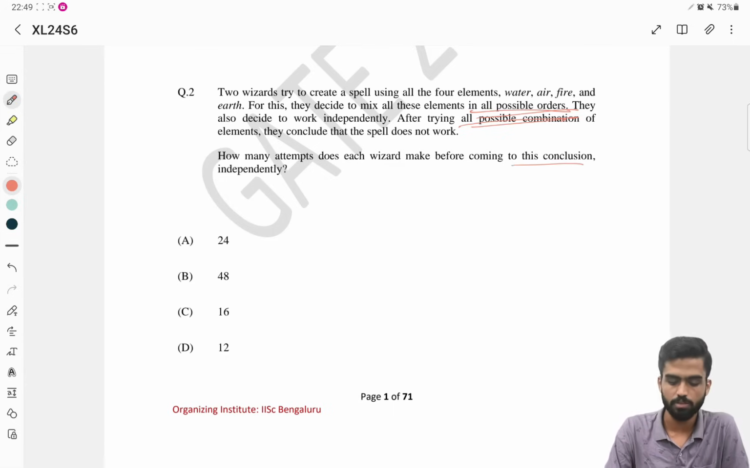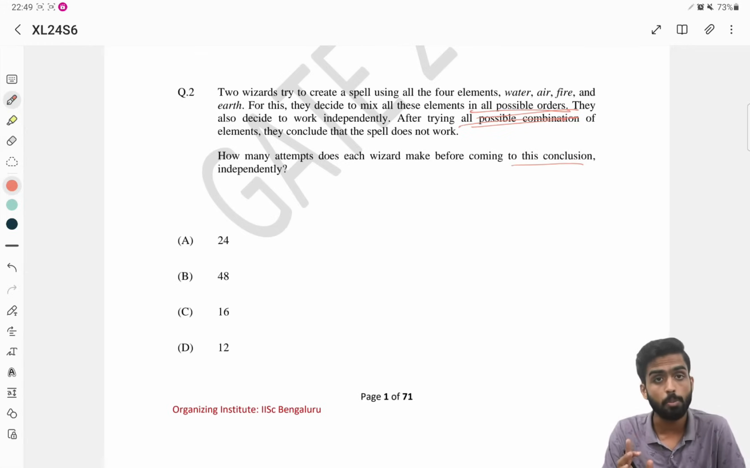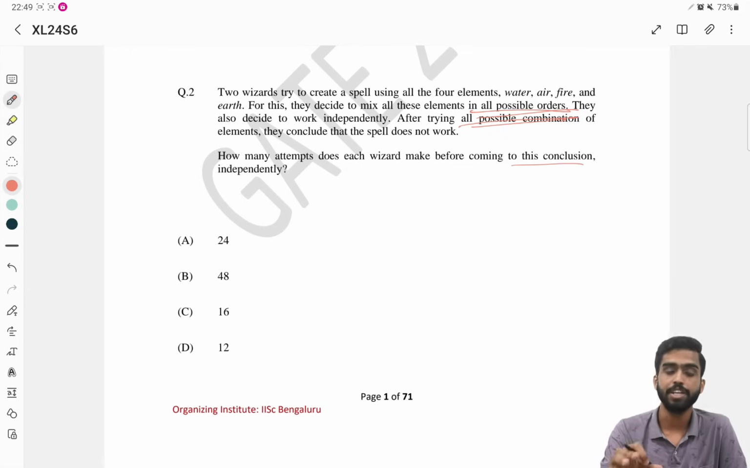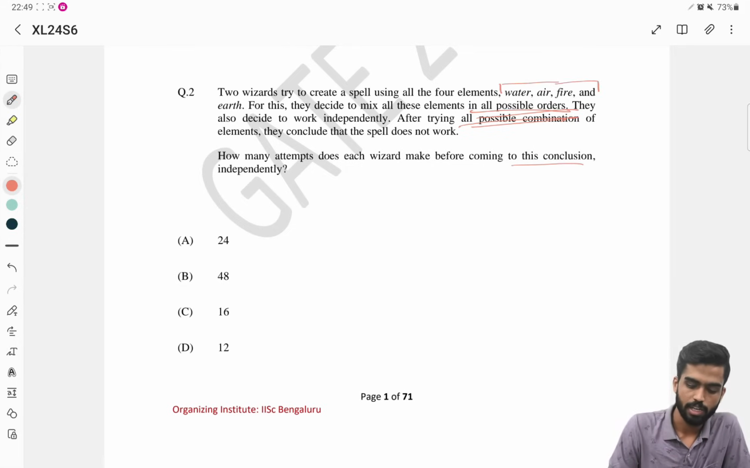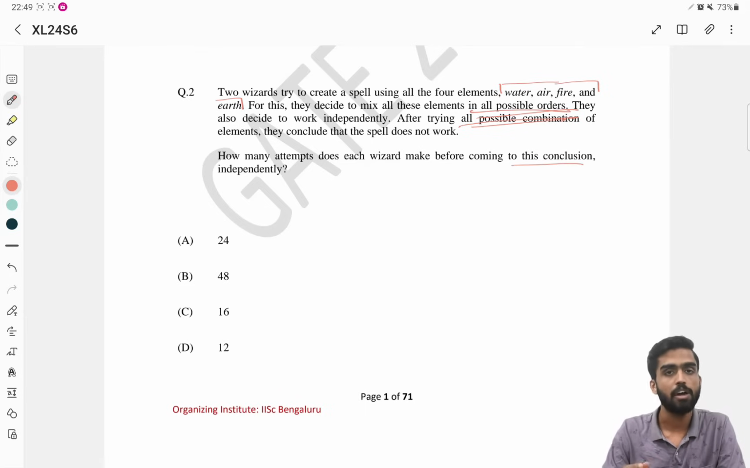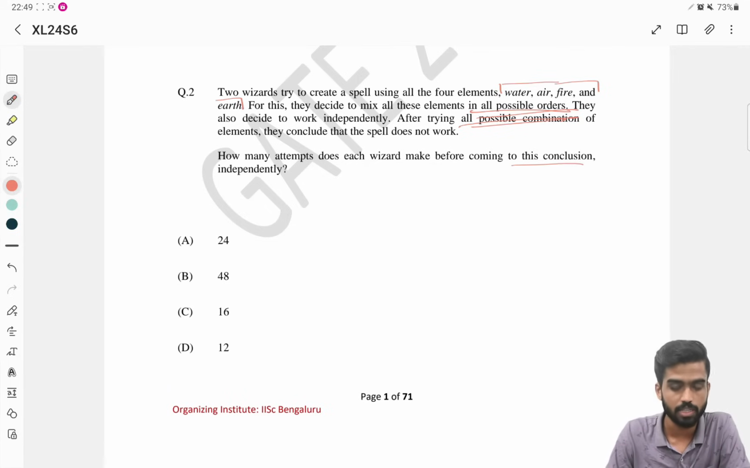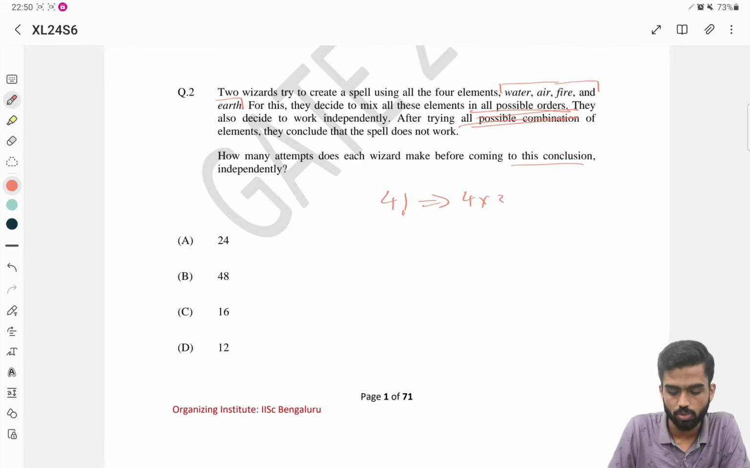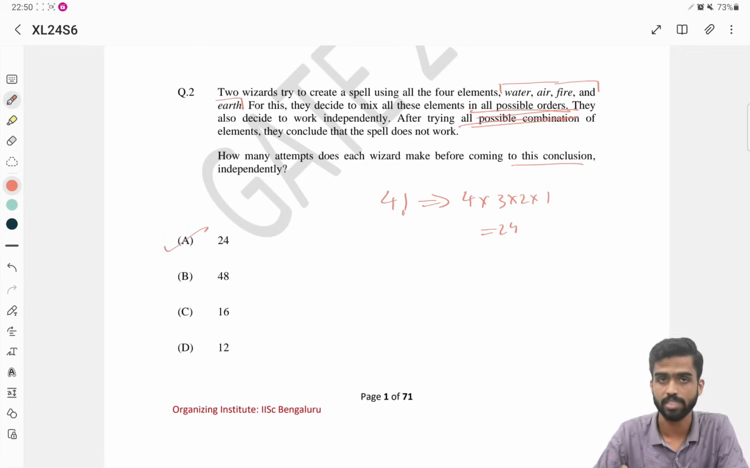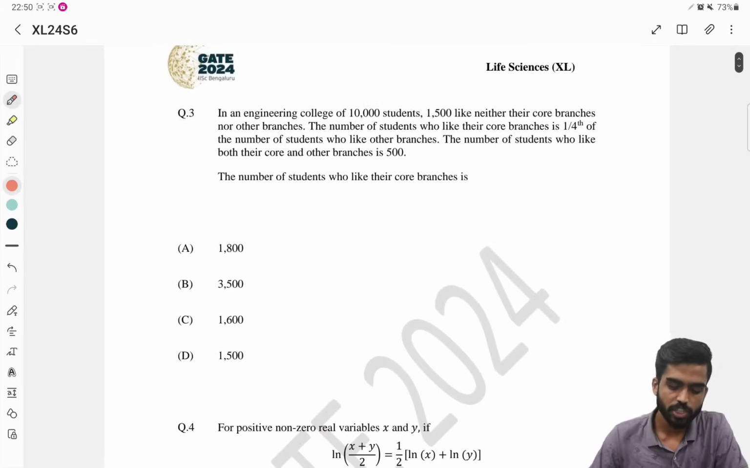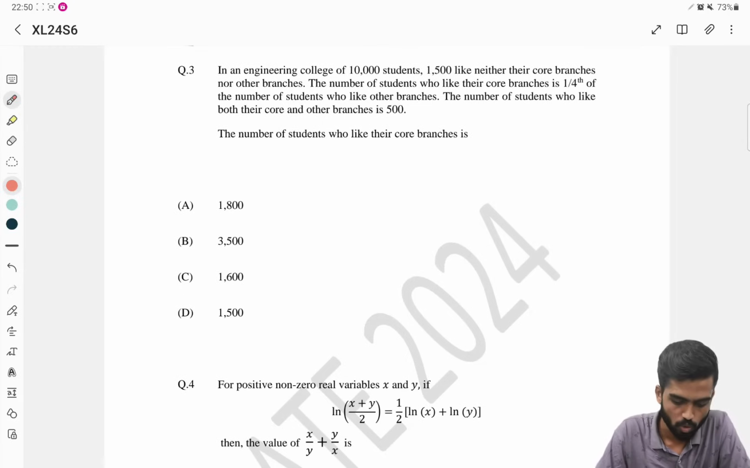So this is a very simple question where they are talking about all the possible combinations of any particular entity, and the number of entities here is 4: water, air, fire and earth. To find the number of possible outcomes of any particular set of entities, we have to take the factorial of the given number. Here the number of elements is 4, so we take the factorial of 4. Factorial of 4 is the multiplication of all its predecessors: 4 into 3 into 2 into 1. So 4 into 3 is 12, 12 into 2 is 24. 24 is our answer. Very easy question.